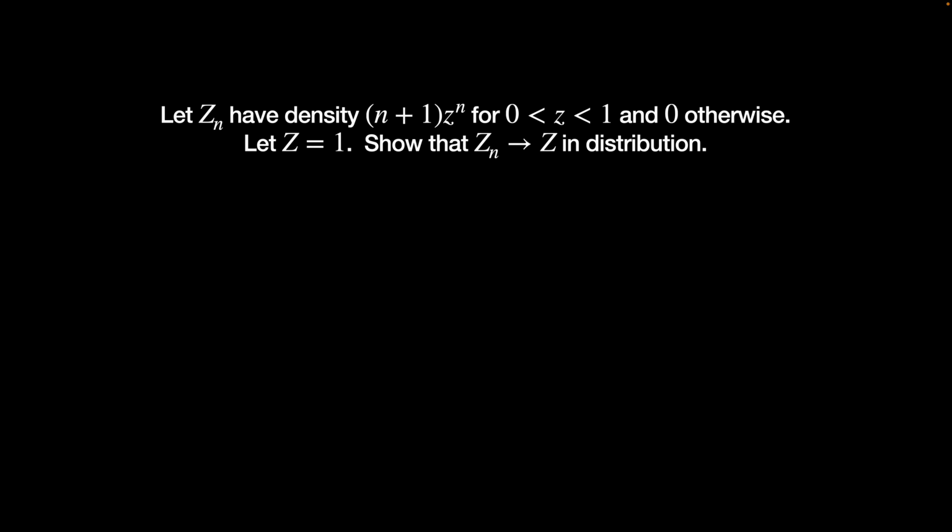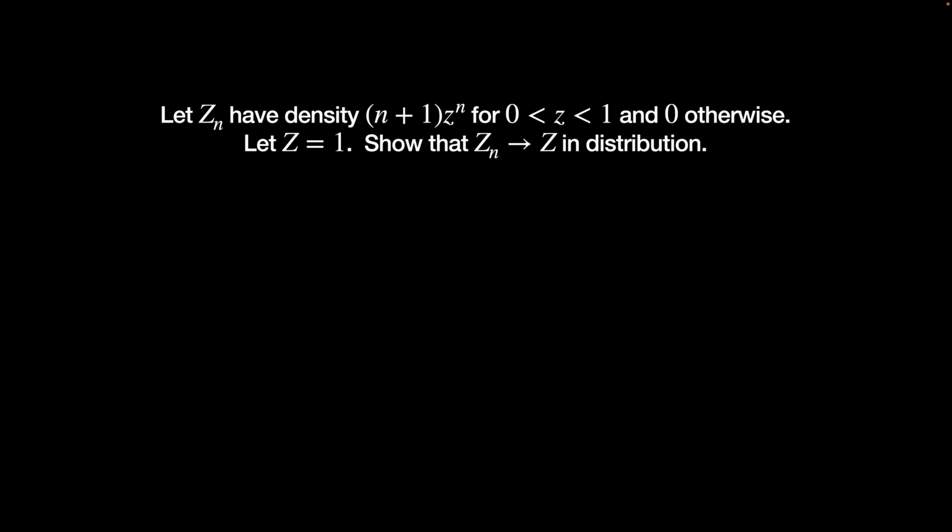So you'll notice that I did kind of lie a bit here, right? We need to be precise with our words. And we should mention that our density is 0 everywhere else for Z_n, and that we'll define a random variable Z equals 1 for convergence in distribution.